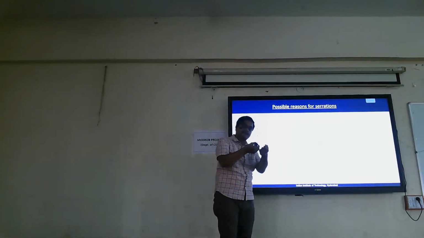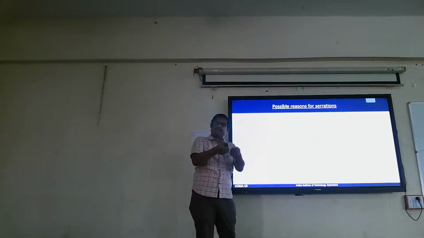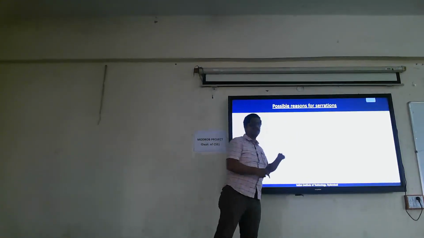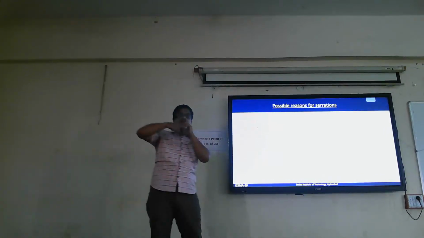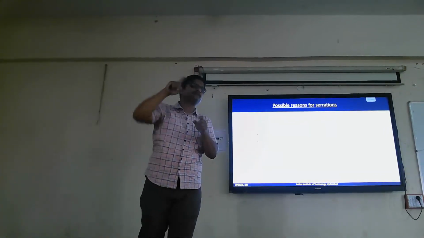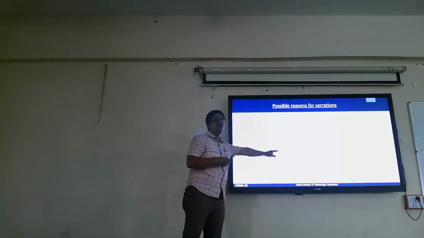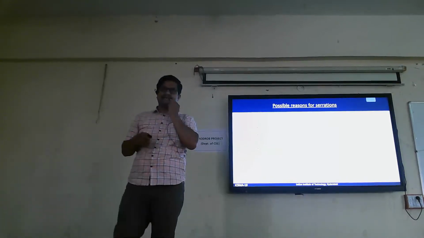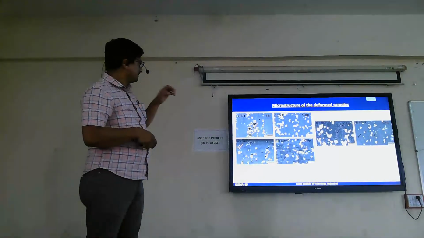Sometimes brittle sigma phases are there, and when they fracture, that can give some kind of stress drop. So brittle phase cracking, for example in nanoindentation, whenever there is a fracture you see some kind of pop-ins. And it can be solute-dislocation interaction. So this is a microstructure.